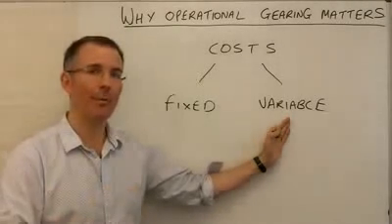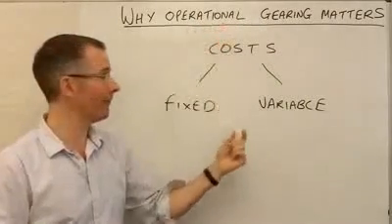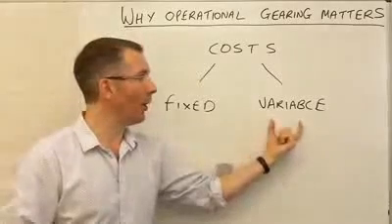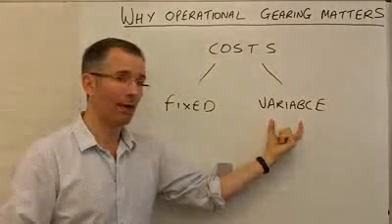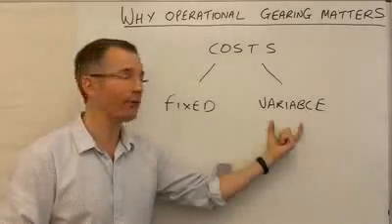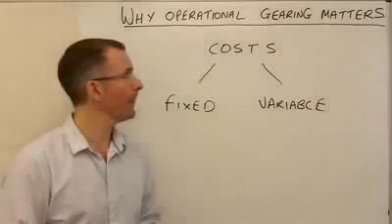And that's the crucial bit of background that you need for operational gearing, because operational gearing is the relationship between fixed and variable costs. And it's a really important relationship when you're looking at different sectors and looking at specific stocks. And what I'm going to do now is take a look at exactly why.